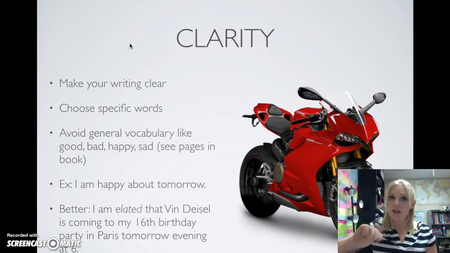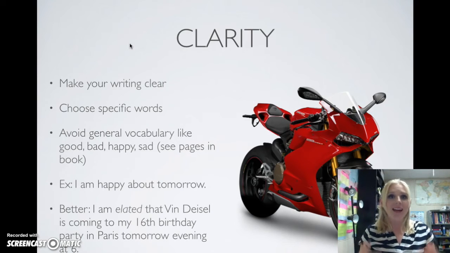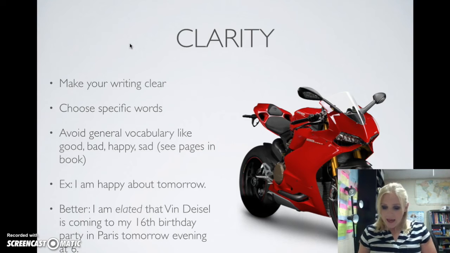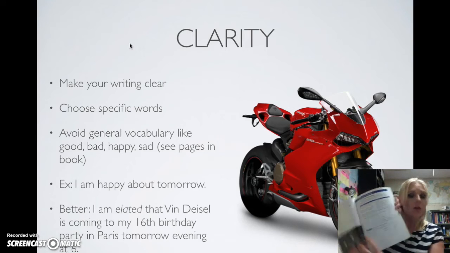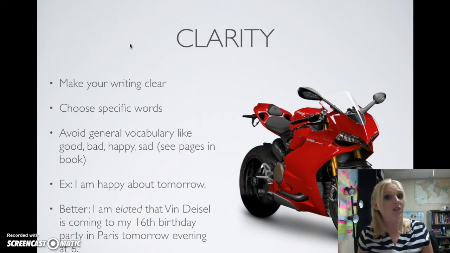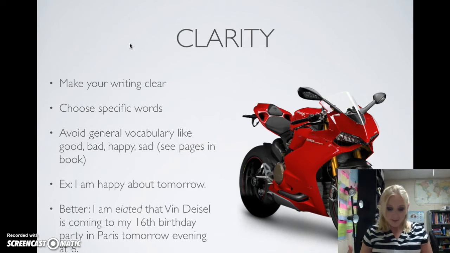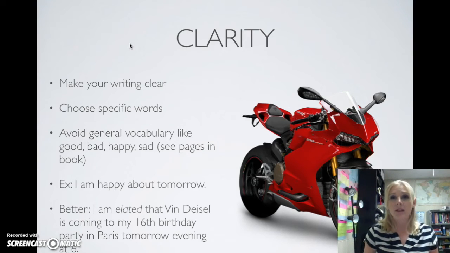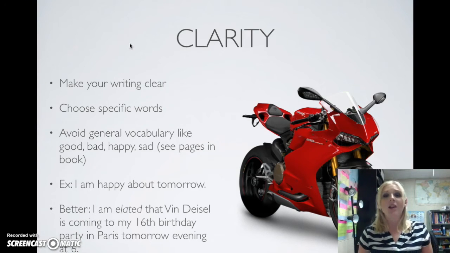The third element of good writing is clarity, or writing clearly. So in class we talked about it's really important to choose specific words. We don't want to use general terms. In fact, if you look on page 47 in your book, you're going to see that they have a lot of vague words that we want to try to avoid. So words like good, bad, fun, big, small, old. Now it's important to be able to choose specific words to replace those vague words so that the writer can properly tell his or her opinion or his or her message.